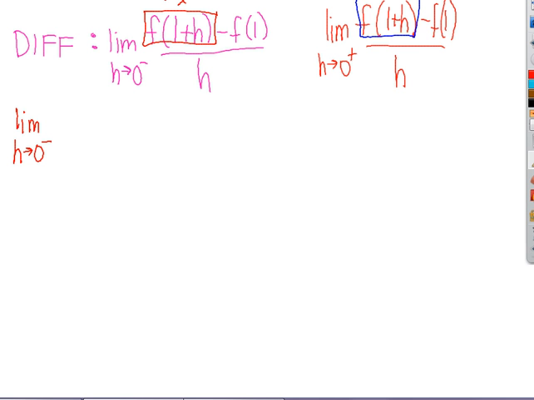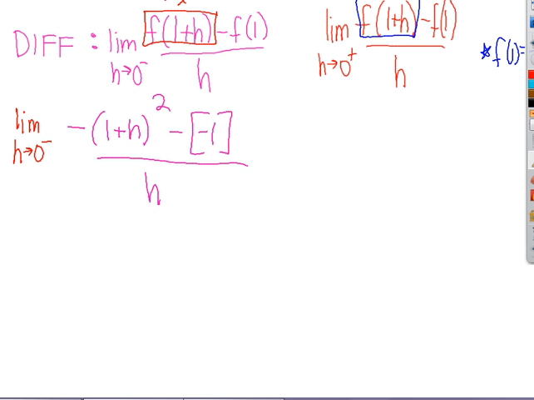F of 1 we already found. What was f of 1? We found that in continuity. It was negative 1. So you have all the pieces you need. Now we put it together. So here I would have negative 1 plus h is my x value, squared. Then f of 1 is negative 1. You'll notice I do this with my minus sign just to make sure I don't forget about the negative on the outside, all over h.